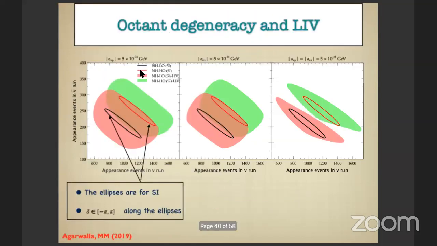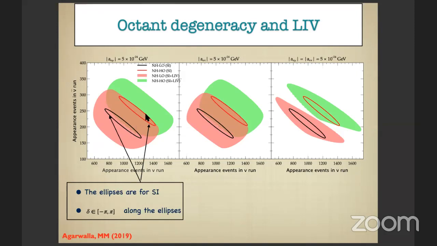Okay. Now I will discuss how octant degeneracy arises at the level of events. What we did here is, let us just focus only on this first panel and only on these ellipses, not these blobs, but only on this red and the black ellipses. So this is basically a bi-event plot. For the standard CP phase, it is varied, and for each of these variations, one calculates the total appearance events in the neutrino mode and in the anti-neutrino mode and just plots them. That gives rise to this ellipse. So along the perimeter of this ellipse, the value of the CP phase delta is different.